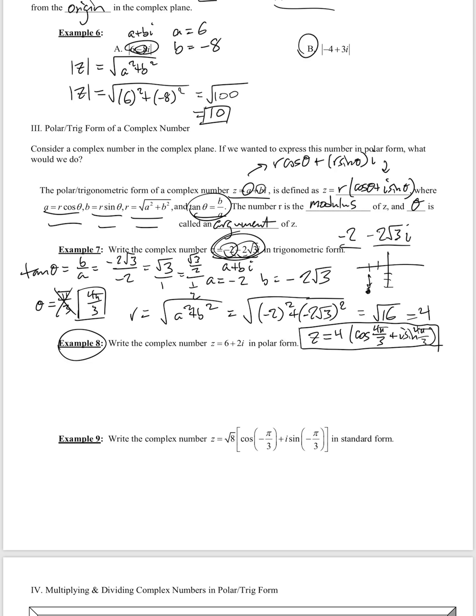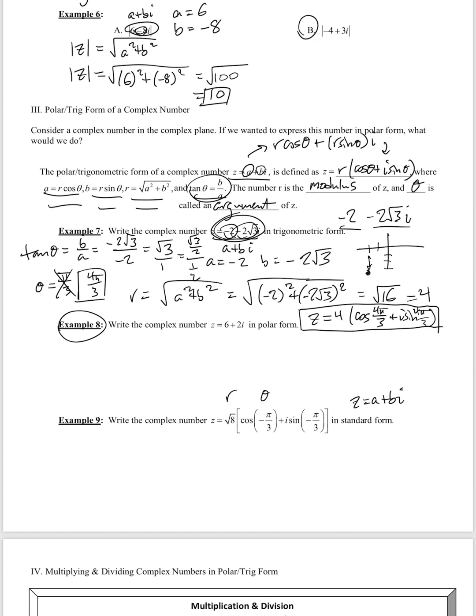So example 9, we have a complex number given to us in trig form, and we want to convert it to standard form. Remember, trig and polar form mean the same thing. And we want to change it to standard form, which is z equals a plus bi. I need to find b, and I need to find a. I was given r and theta. So let's use our formulas. I need a and b, so that's this formula and this formula.